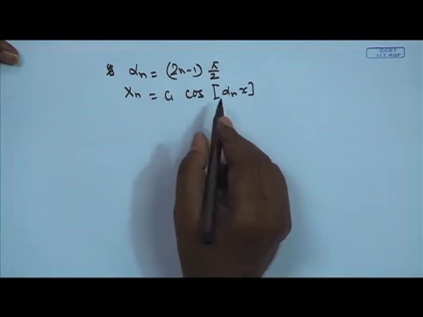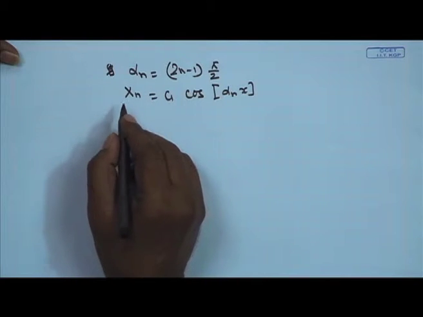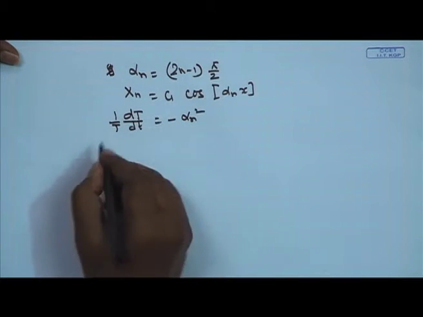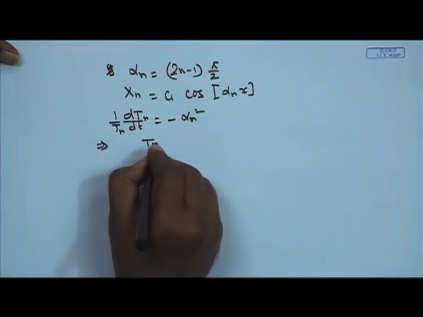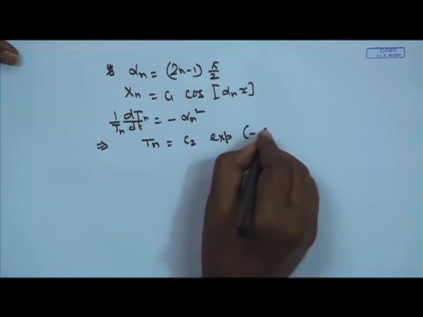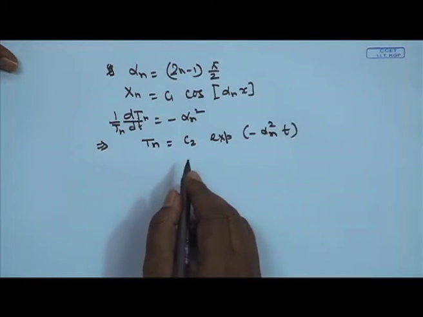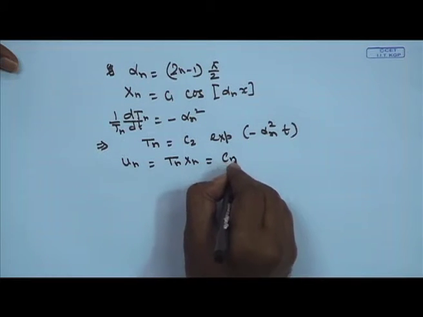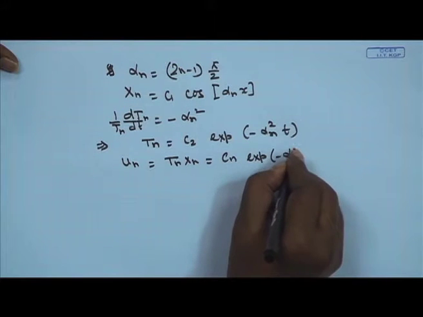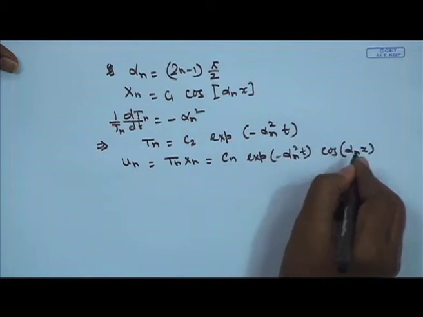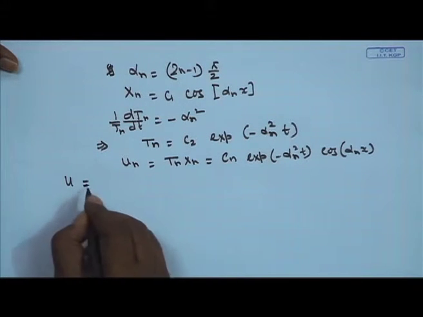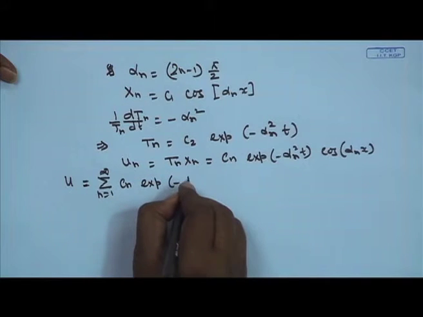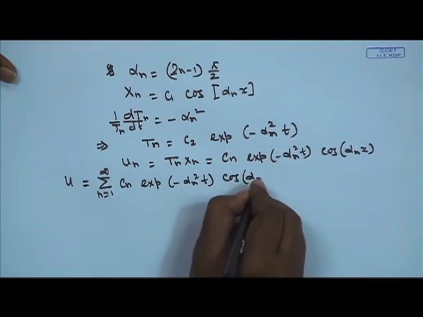Okay. So corresponding to the time varying part, we will see dT by dt over T is equal to minus alpha n square. So Tn will be nothing but C2 exponential minus alpha n square t. So we can get the complete solution un is equal to nothing but Tn Xn, and C2 and C1 will be multiplied, giving a new constant Cn, exponential minus alpha n square t cosine alpha n x. Okay, and we will be getting the complete solution by superposing all the solutions, n is equal to 1 to infinity, Cn exponential minus alpha n square t cosine alpha n x.